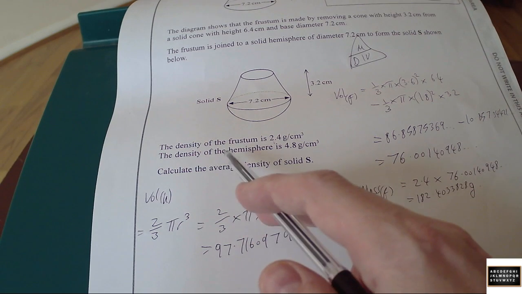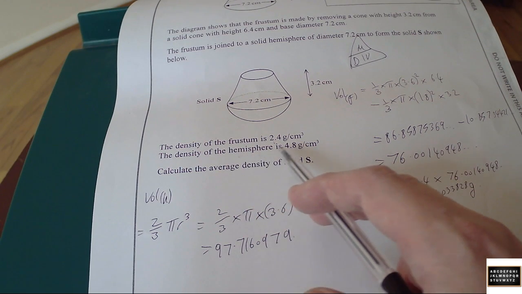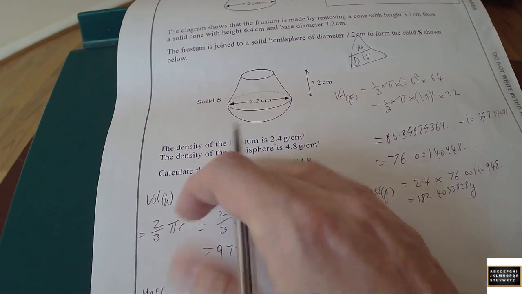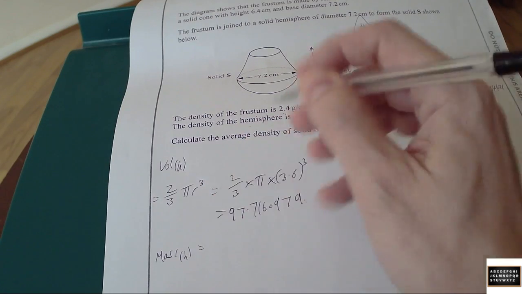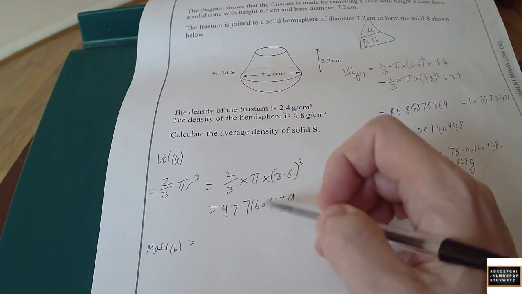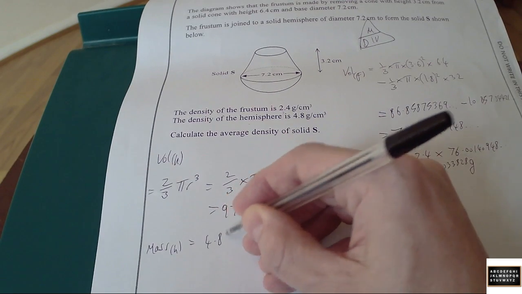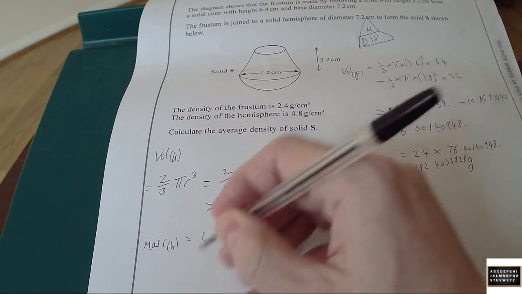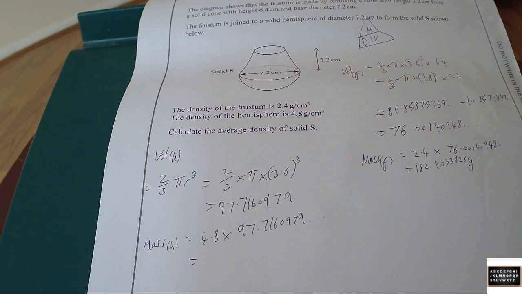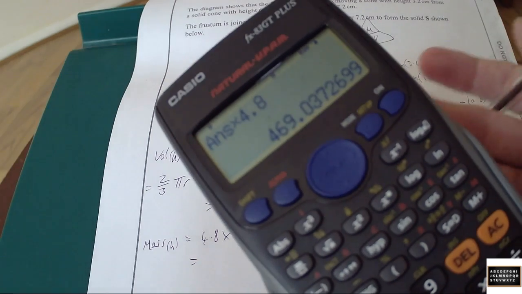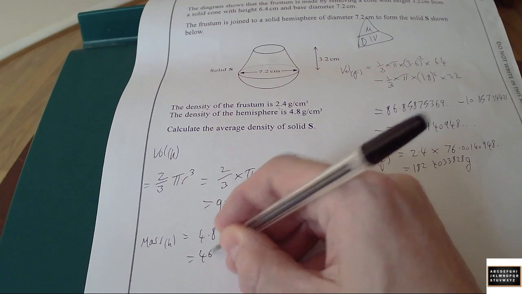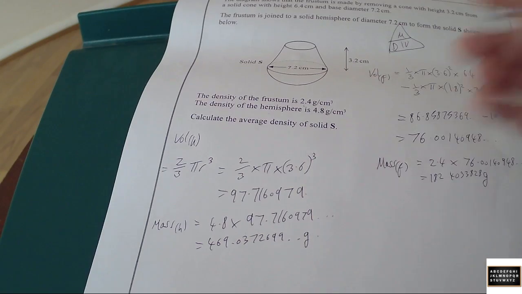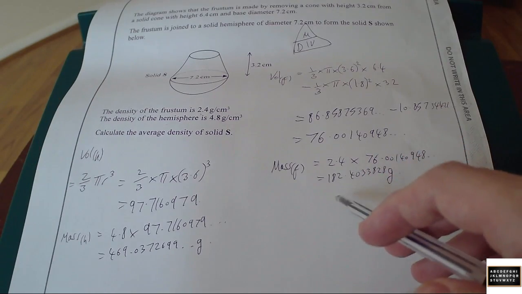Now we're told that the density of the hemisphere is 4.8 grams per centimeter cubed. So I'm going to do the mass of the hemisphere here, so mass of H, and the mass will be this times 4.8. So 4.8 times this thing here, and you can do that on the calculator real quick, and I'm getting 469.037269 grams.